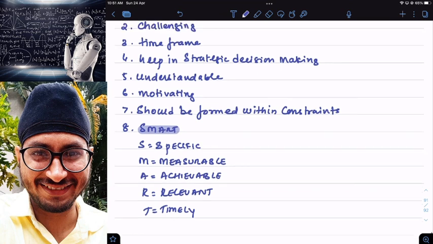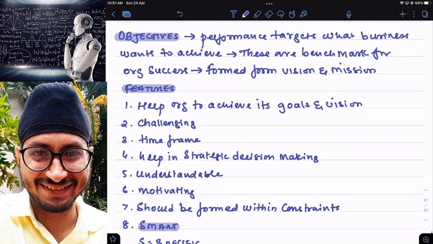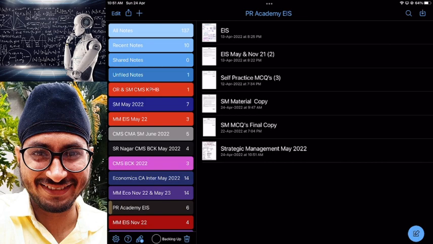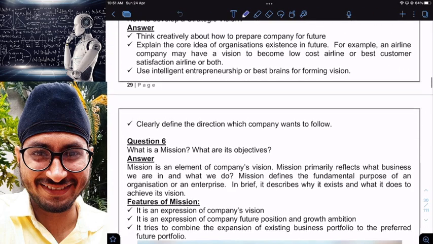So these are nothing but the features of objectives. Now just let us go through. Is there any concept we have missed in this chapter? Then up to question number 5 we have done.